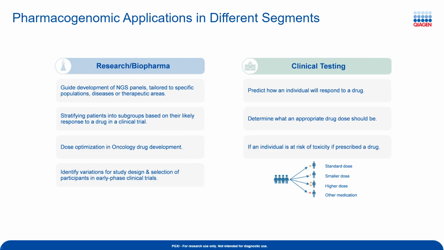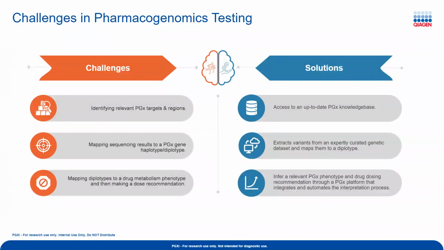But of course, pharmacogenomic testing has its own challenges. The main ones are identifying the relevant targets and regions, mapping the sequencing results or microarray results to PGX gene haplotype diplotypes, and then, of course, taking those diplotypes and mapping them to drug metabolism phenotypes, and then making a dose recommendation.